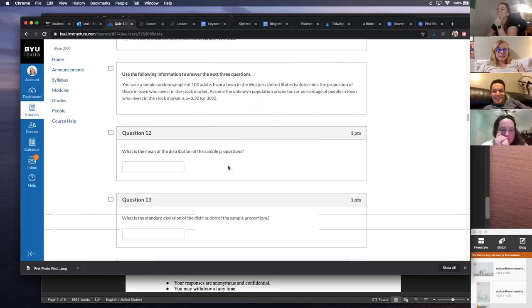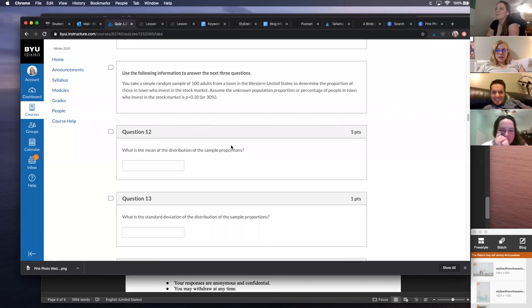Probably, yeah, that's funny. You take a simple random sample of 100 adults from a town in the western United States to determine the proportion of those in town who invest in the stock market. Assume the unknown population proportion or percentage of people in town who invest in the stock market is 30%. What is the mean of the distribution of the sample proportions? That's the 0.30, isn't it? Yeah.